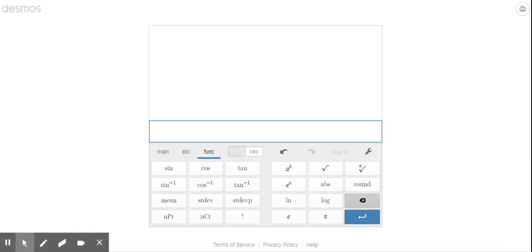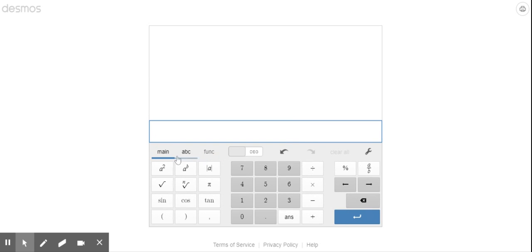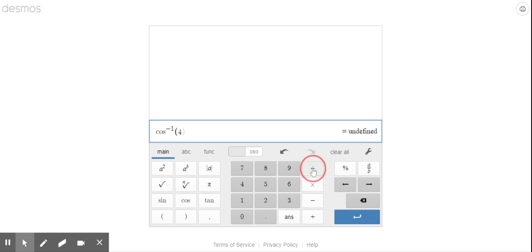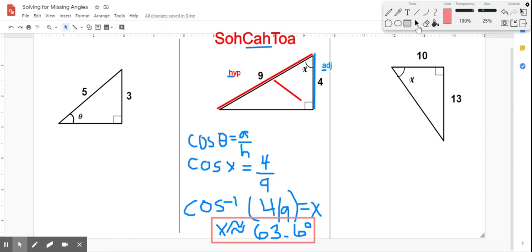Remember, I'm using the desmos.com/scientific calculator. So here I was already on function, so it will appear like this. I go to function, go to the cosine inverse, back to main, and hit 4 divided by 9. And that gives me approximately 63.6 degrees. All right, now I've written it over here. x is approximately 63.6 degrees. So this measure of x is 63.6 degrees.